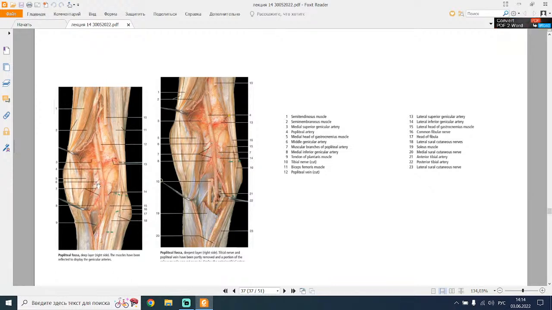These are branches, medial muscular branches from poplitea, rami musculares. This is, you see, lateral superior genicular artery. This is arteria genus superior medialis.